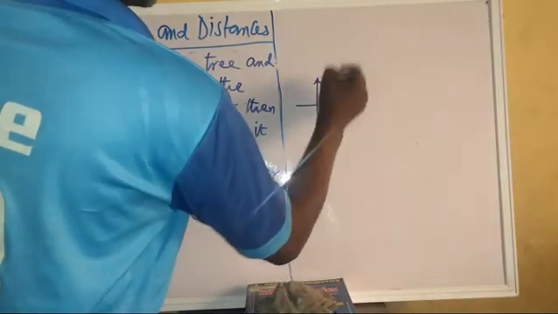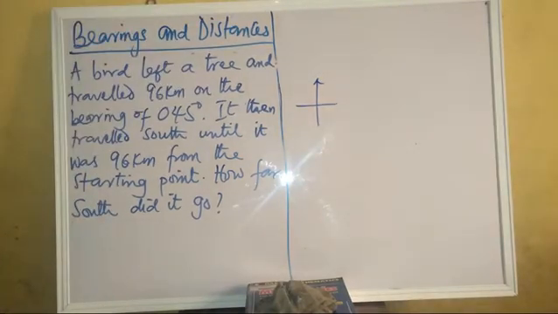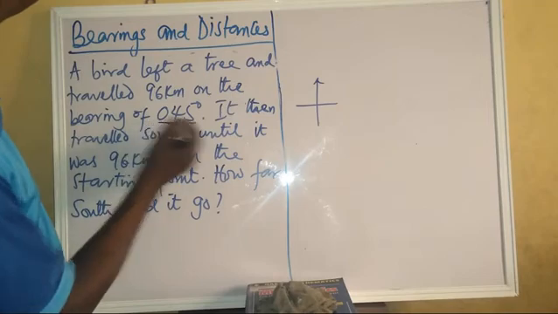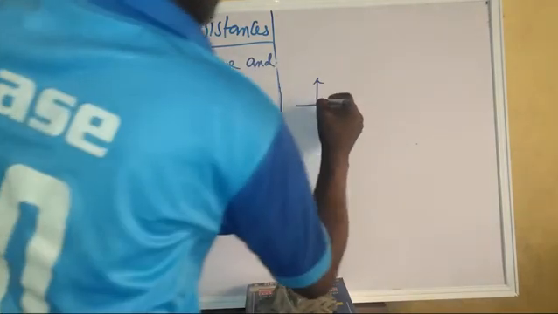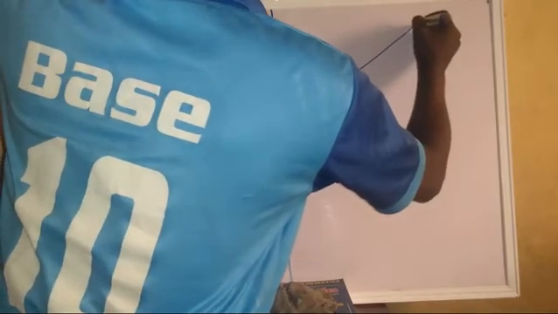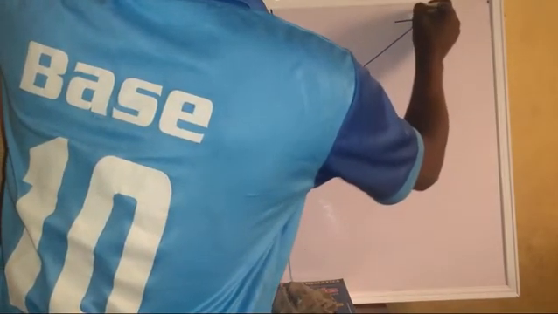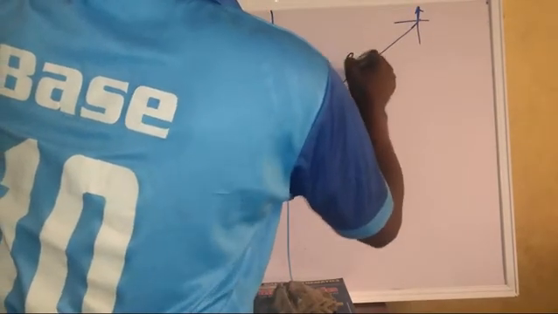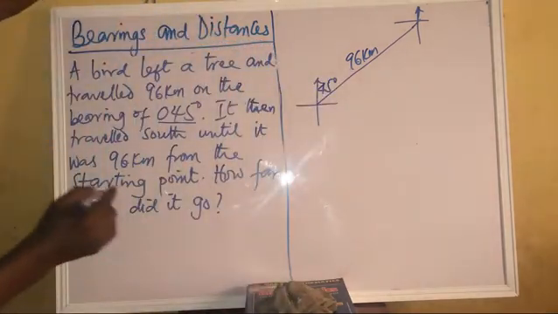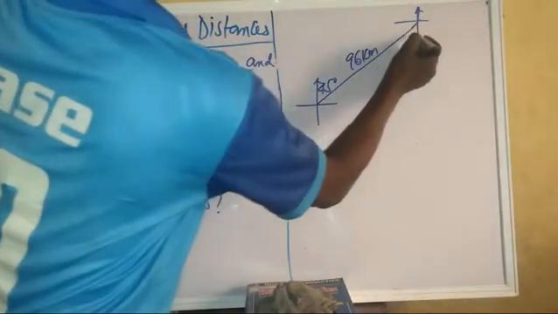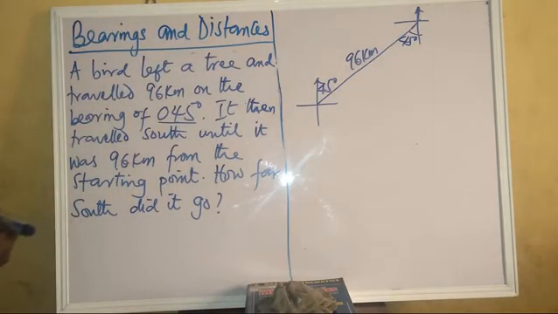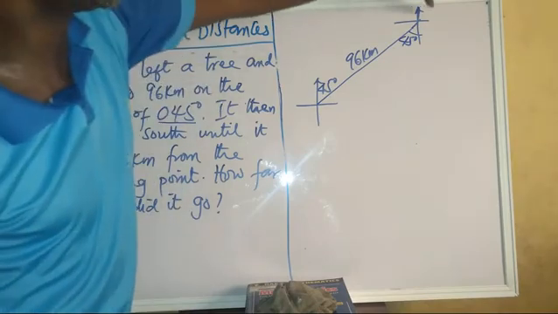That doesn't mean that I cannot clean the diagram. It is not properly drawn here. 96 kilometers, bearing of 45. Remember, this one is a 3-digit bearing. You start from the North Pole and measure your 45. That's half of 90 degrees. Here is where the bird is now, 96 kilometers, and there is 45 degrees. From this one, don't forget, this is also 45 degrees. So the bird is presently here.